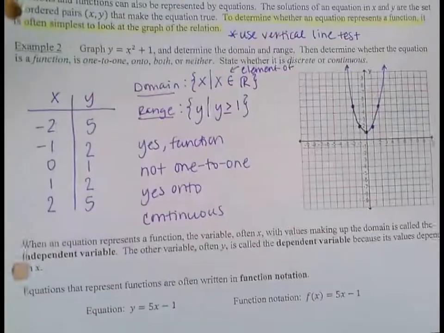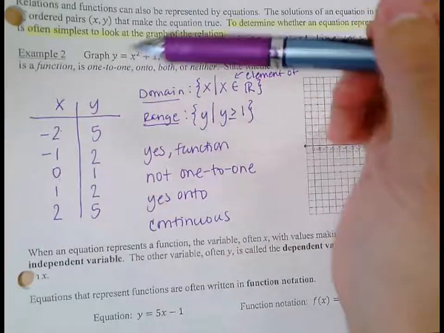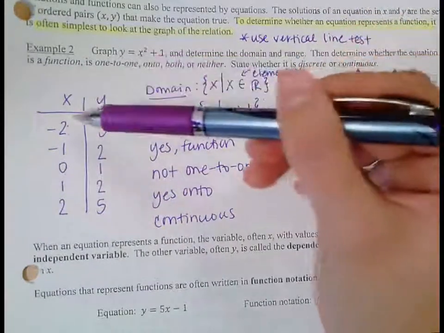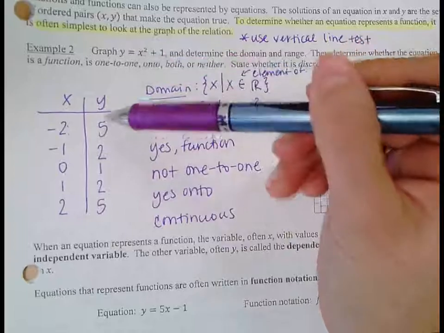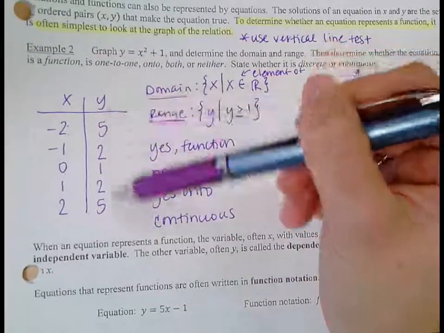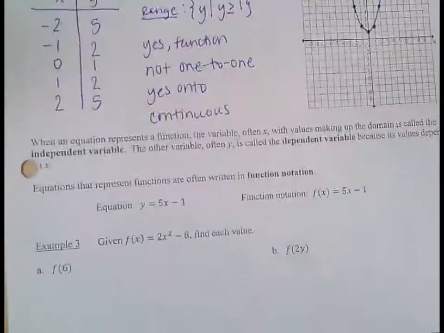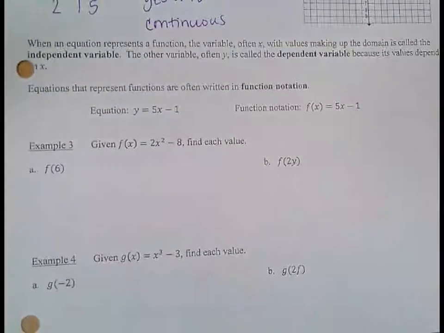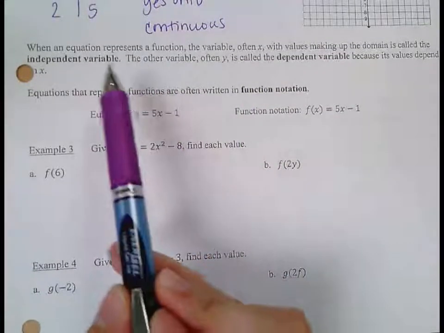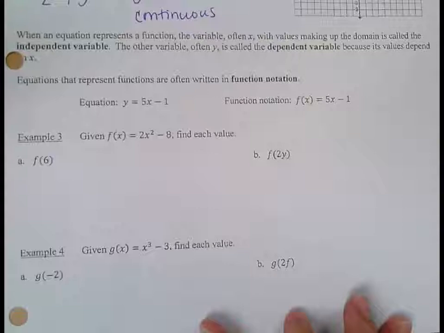So a way to explain that is when we made our table, we plugged x values in to find the y value, so y depended on what x was. So typically, if your variables are x and y, x is independent, y is dependent. But if that terminology comes up later, we'll continue to talk about that.